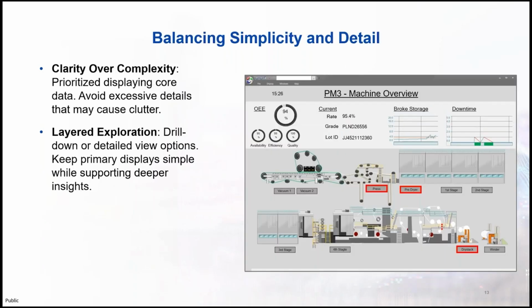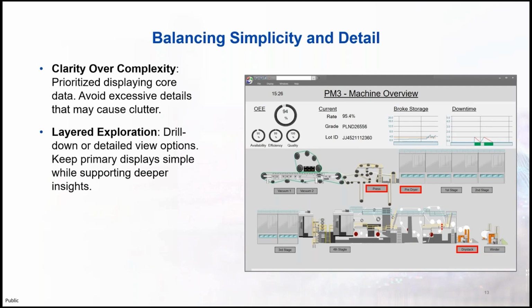So let's take a look at balancing simplicity and detail. So you want clarity over complexity. You want to prioritize that core data and avoid excessive data that may cause clutter. So this example has those key things that we want to focus on: broke storage, downtime, production rate, availability, OEE efficiency. And then we layer that with drill down or drill view options.